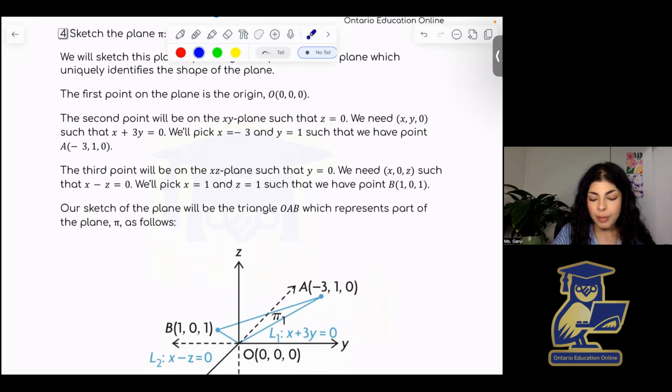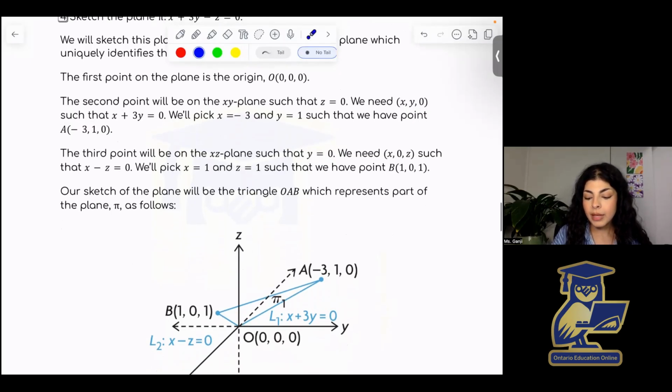Then a third point we pick, you can let y equal 0 this time, and then you have the point of the form x, 0, z. So in this case, x minus z is equal to 0, again from the Cartesian equation. So here, simply we pick x is equal to 1 and z is equal to 1. So now we have point 1, 0, 1.